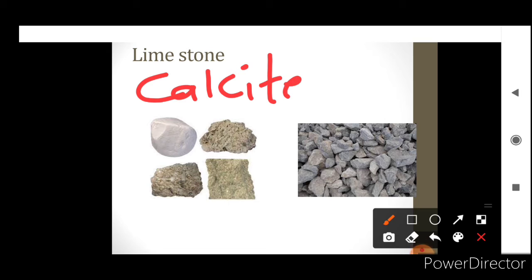Calcite. Calcite is a mineral. It is used in the formation of limestone. So limestone is formed from the calcite mineral. This mineral comes from the shells of sea creatures.